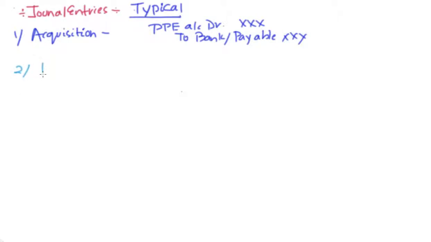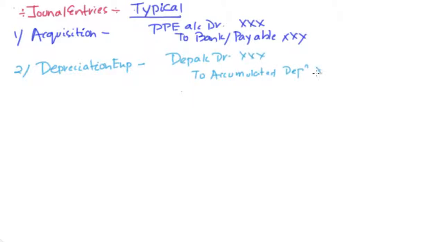Now let's move on to the second journal entry, related to the recording of depreciation expense. When we record depreciation expense, the journal entry is depreciation account debited to accumulated depreciation. This is the journal entry in respect of depreciation expense. And this particular account will go to the profit and loss statement at the time of closure of the books of accounts. So these are two journal entries.